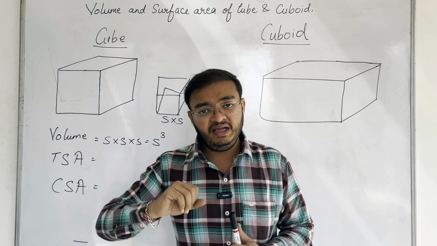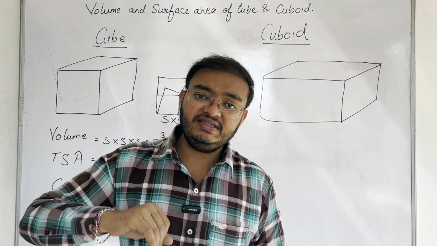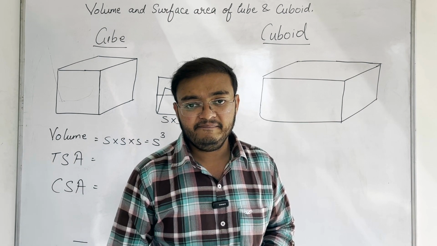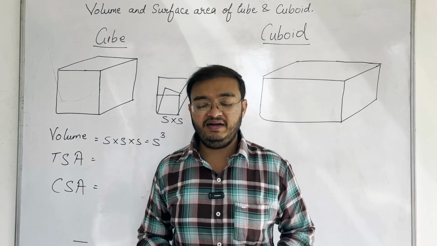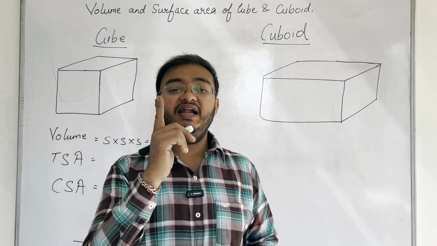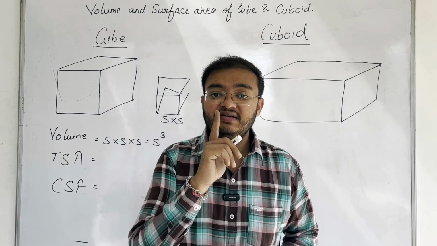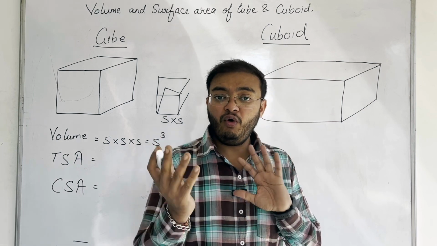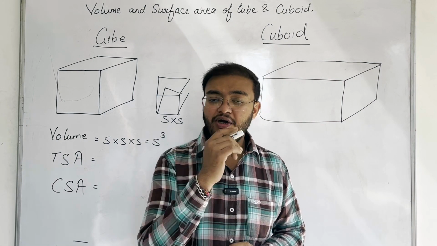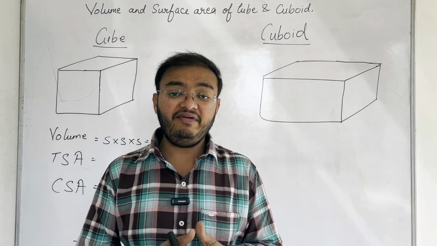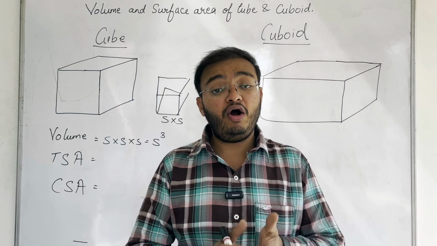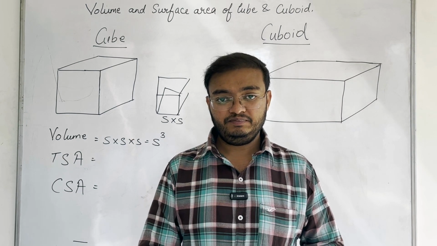Now you tell me, in the cube how many faces are there? Quickly comment and tell me how many faces are there. I'm waiting for your comment. Yes, definitely there are 6 faces in the cube: 4 walls, 1 top and 1 bottom. So in total we have 6 faces. These faces are what we call surface area.